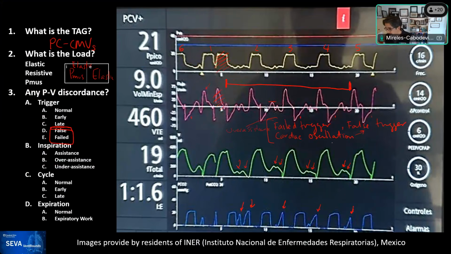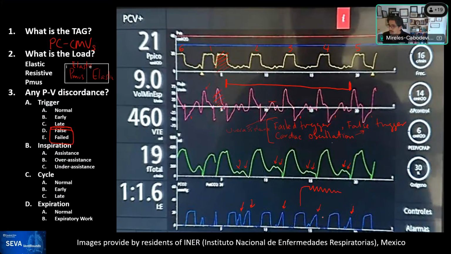I want to see if there's any other comments. I appreciate especially the comments on the capnography. The capnography is a good thing to use in this setting because usually when it's cardiac oscillations, you will see it go up and then start doing something like this, rather than go all the way down as if it's a full exhalation, which is what we see here. Yet the elastic load is so high that it may be the reason why you see that.